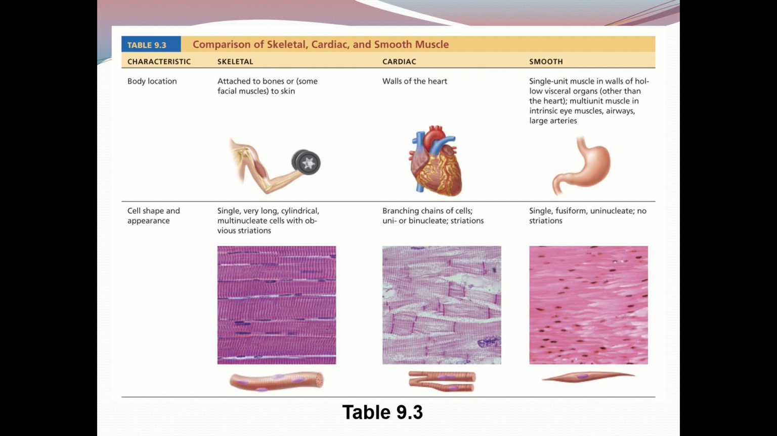Smooth muscle to the right is a single unit muscle in the walls of the hollow visceral organs other than the heart. There are also multi-unit muscles in intrinsic eye muscles, airways, and large arteries. This has to do with the nerve input. The cell shape of smooth muscles are single and fusiform, meaning pinched at both ends, uninucleate, and there are no striations present.